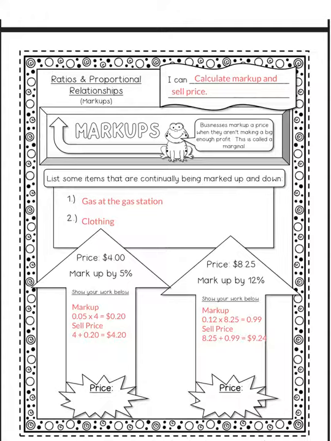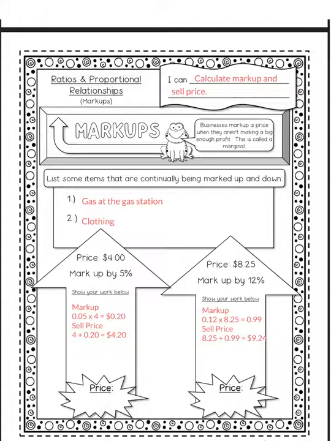I did the same thing in the second example. Since the item was being marked up 12%, I found 12% of $8.25. I first turned 12% into a decimal, 0.12. I multiplied it by the price, which was $8.25, and I got 99 cents. To find what they sold the item for, the sell price, I took the $8.25 and I added it to the 99 cents to get the answer of $9.24.